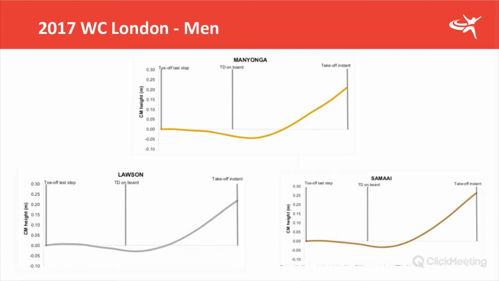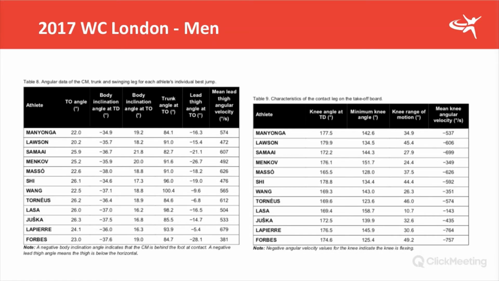And if we look at the men, we talk about Manyonga having 5 centimeters lowering, Lawson and Samai, very similar. Again, we talk about the same figures there, body angle, and the thigh angle. Again, in the men, in terms of driving the thigh through, none of them are really hitting that horizontal. So we can see that there. Reinforce the point. Any questions on that, Frank? Happy with that? Yep. Okay, let's crack on.